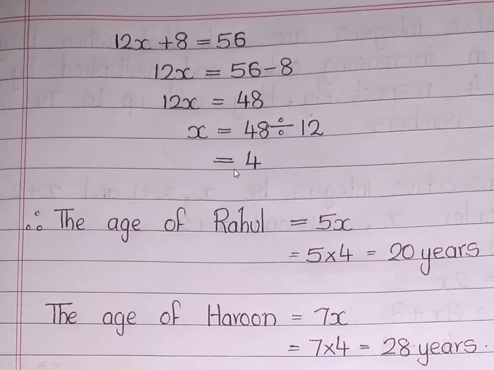As said before, don't stop here. Your aim is to get the age of Rahul. Age of Rahul is 5x, that is 5 into 4, 20 years. Age of Harun is 7x, that is 7 into 4, 28. So the age of Rahul is 20 years and the age of Harun is 28 years.